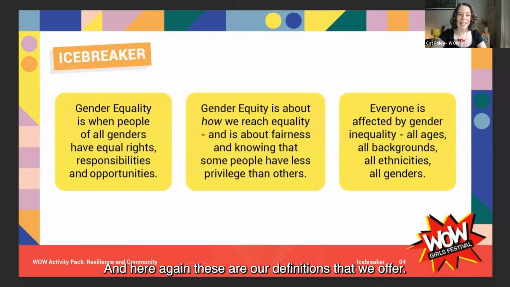And here, again, these are our definitions that we offer. But again, do please feel free to explore other definitions.